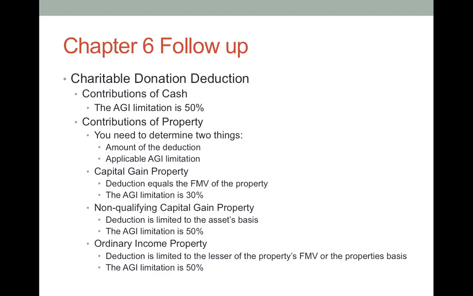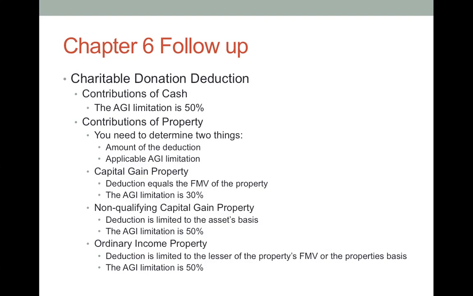So your AGI is $100,000. You donate $90,000 of cash to a qualified charity. The cash is subject to a 50% limitation. 50% of your AGI is $50,000. So what this means is when you file your tax return and you report itemized deductions, the maximum amount that you can deduct for charitable donations is going to be capped at $50,000. Of the $90,000 you actually contributed, you can only deduct $50,000. The additional $40,000 you can carry forward and deduct in a subsequent year.